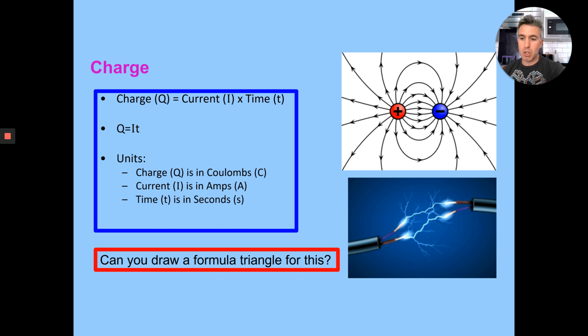And the equation is Q equals I T. Q equals I times t. So charge in coulombs is equal to current in amps multiplied by time in seconds. Can you put that into a formula triangle, like this?